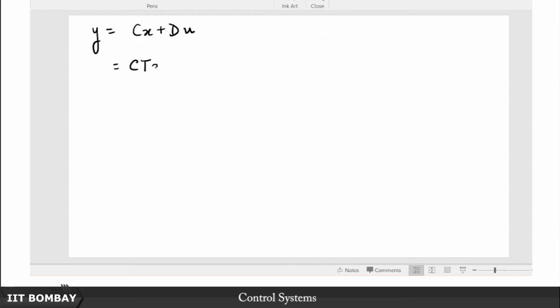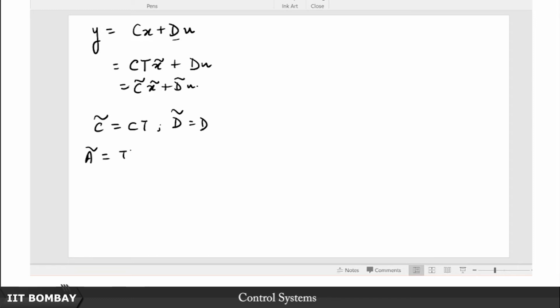So this is T x tilde, of course nothing changes here, so this is du. Then I have this is equal to C tilde x tilde plus D tilde U. So then I have that C tilde is equal to CT, D tilde is equal to D, A tilde is equal to T inverse AT, and B tilde is equal to T inverse B.